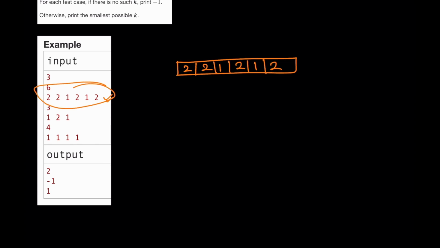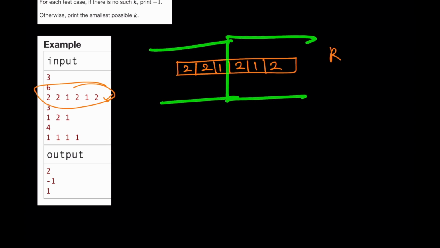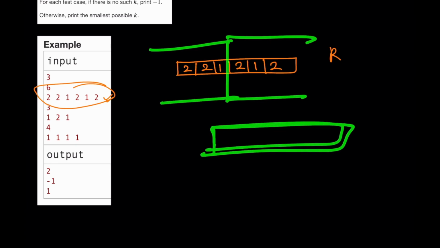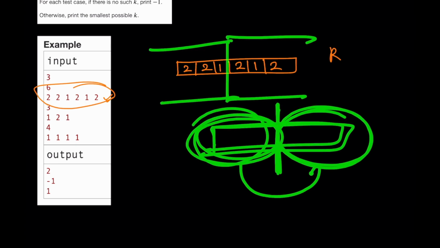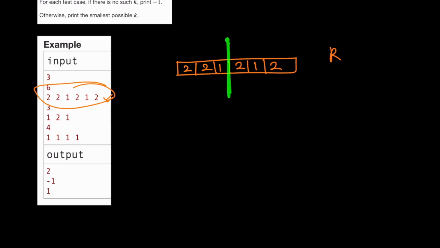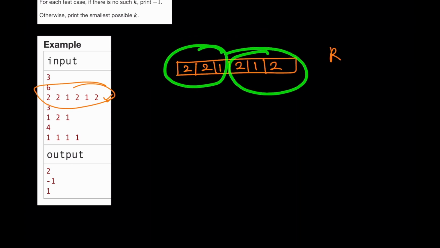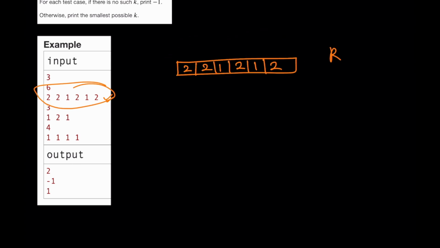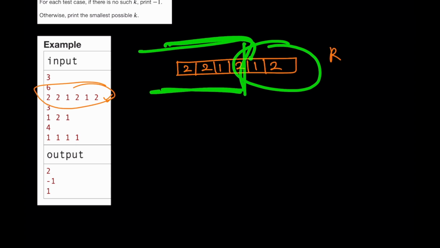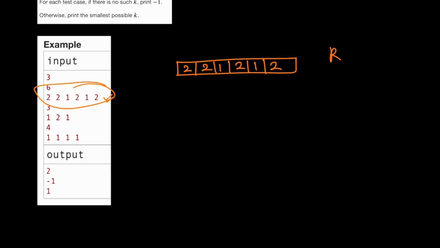So the question wants us to find an index k such that if we divide the array at that index, the product of both sides is equal. Like if this is the array, then if we divide it here, then the product of these elements and the product of these elements should be equal. Right? In this, we can have this index, like the product of this is 4 and the product of this is 4. We can also have this also, like this is also 4 and this is also 4, but we cannot have this. Why? Because the product here is 8 and the product here is 2. So we need to find the smallest k for which the product is equal.